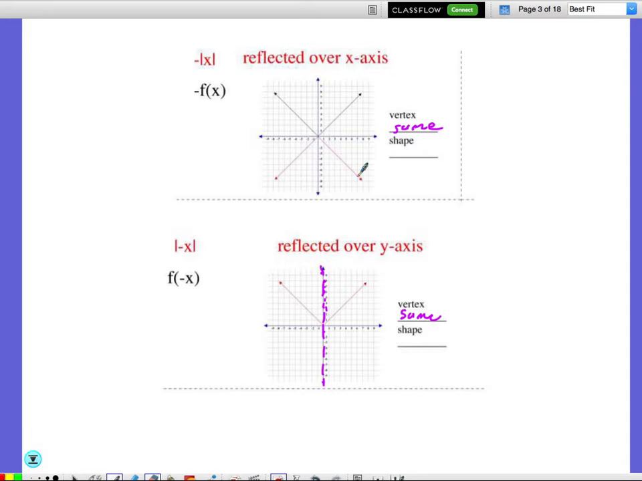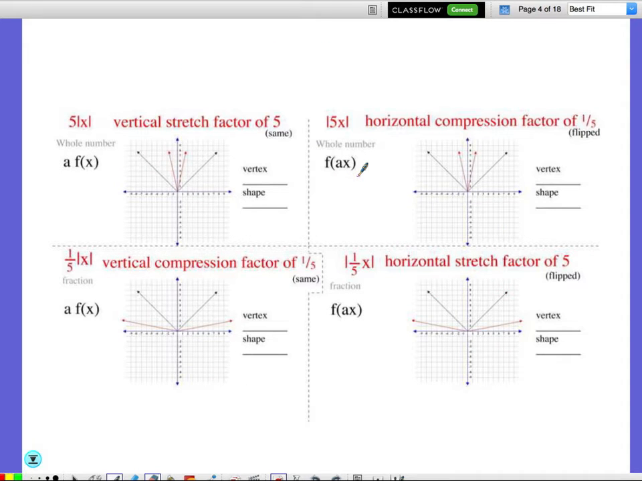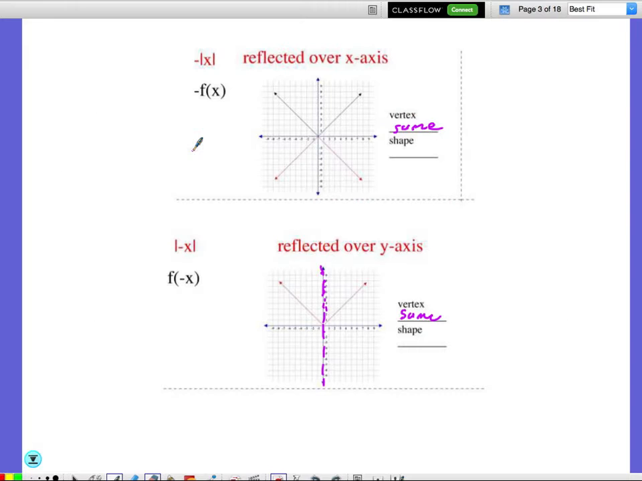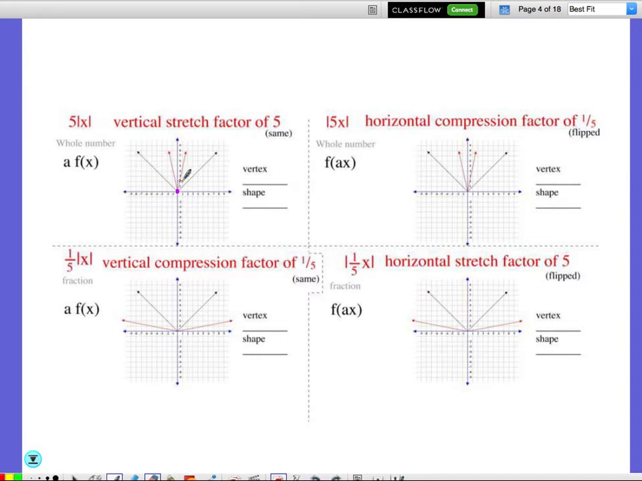Okay, let's take a look at verticals. This next transformation here, we have a vertical stretch factor if we multiply by a number on the outside of the absolute value. Again, take a look at this. Is the vertex changing here? Nope. It's actually staying the same.